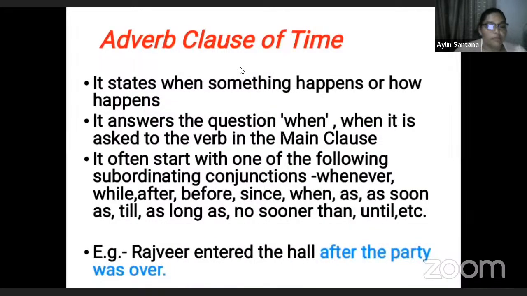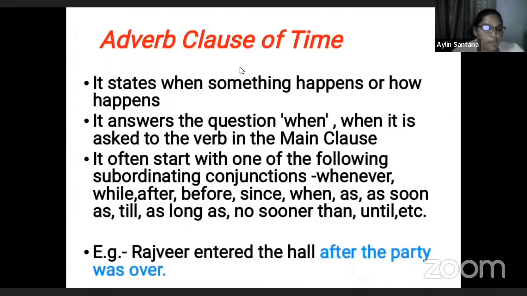Adverb clause of time. So adverb clause of time states when something happens or how it happens, and it answers the question when it is asked to the verb in the main clause. For example, see, example is given below. Rajveer entered the hall after the party was over. So here Rajveer entered the hall. This is the main clause. So in this main clause, verb is entered, and when you ask that verb a question starting with when, you get an answer, and the answer is your adverb clause of time.